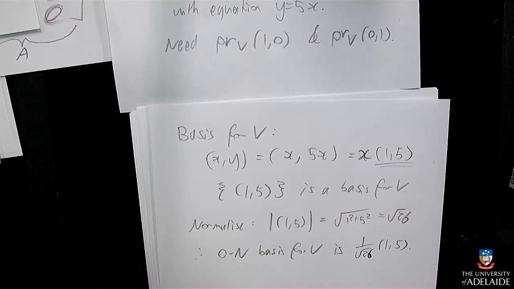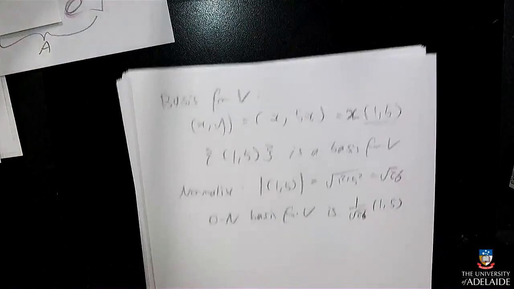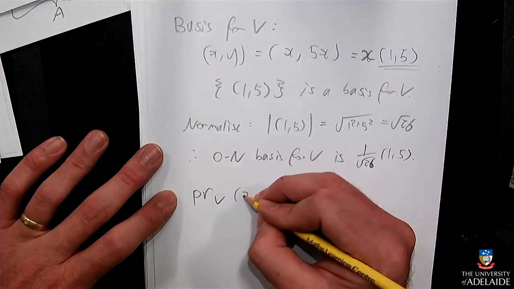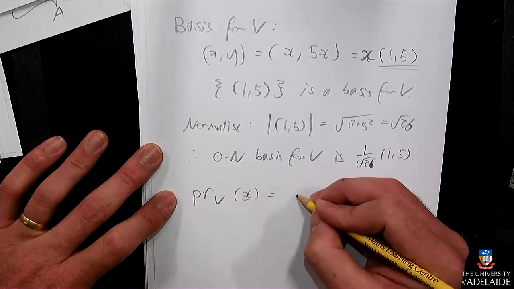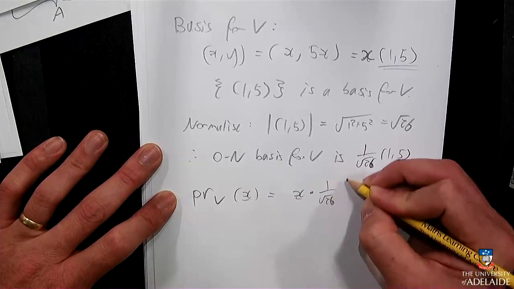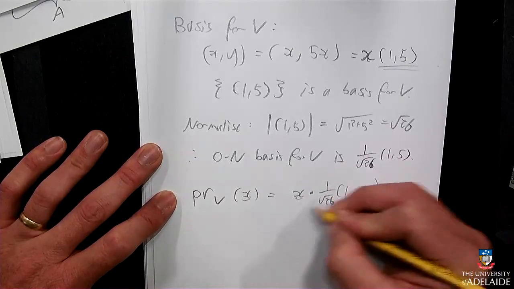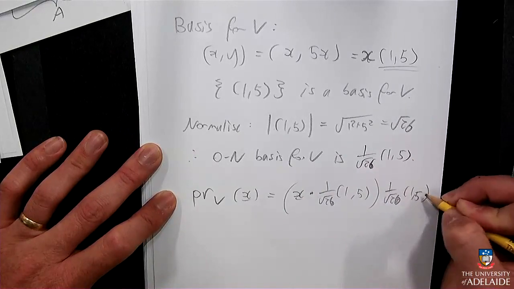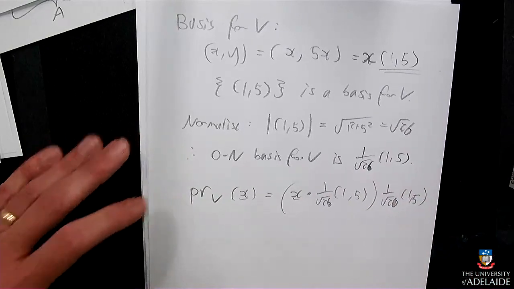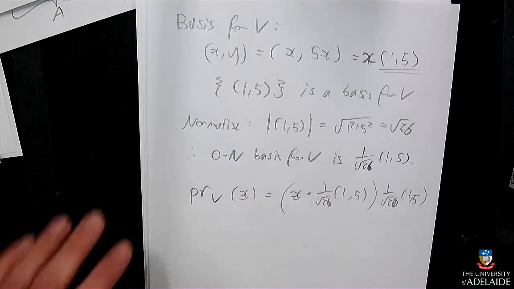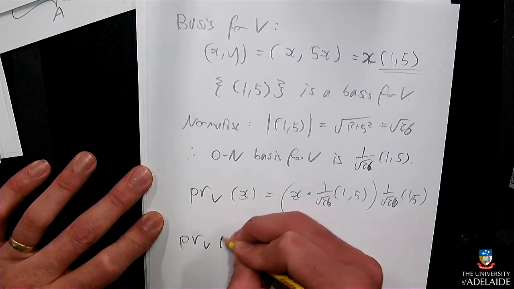Now that I have an orthonormal basis, I can do the projection. The projection onto V of any vector is the vector dot 1 on root 26 times (1, 5), times 1 on root 26 times (1, 5), and there's no more to it because there's only one vector. I didn't technically need to write this step down, but that's how the orthogonal projection is going to go. And so I need the projection onto V of (1, 0).